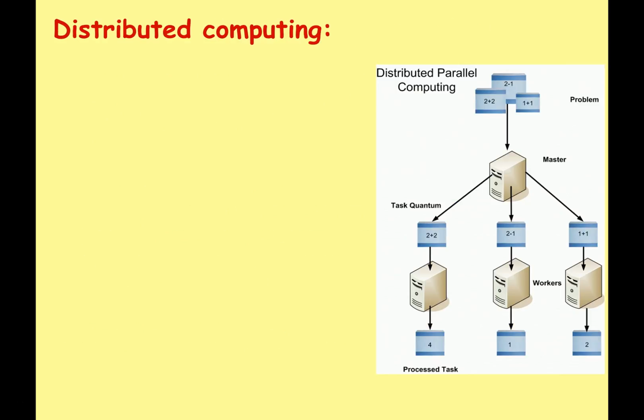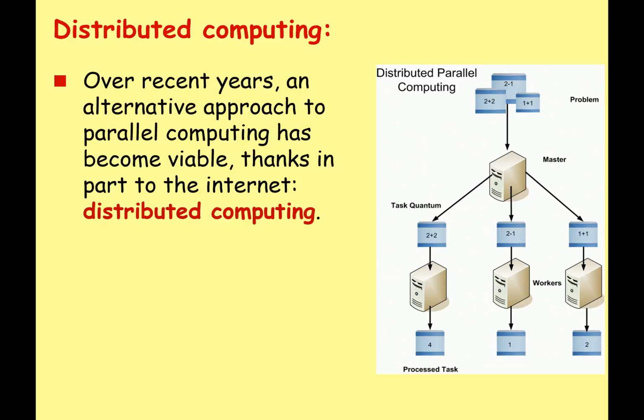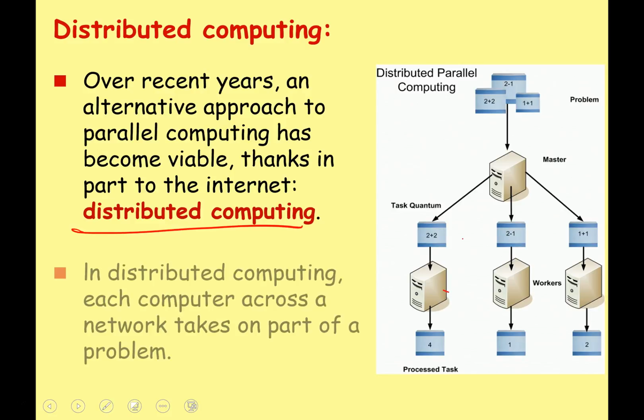One more thing just to take a look at is what we would think of as distributed computing. So this is a new way of doing parallel processing. And again, you can consider this a non-von Neumann architecture for the purposes of your exam. Over recent years, an alternative approach to parallel computing has become viable thanks to the internet, what we call distributed computing. In distributed computing, each computer across a network takes on part of a problem.